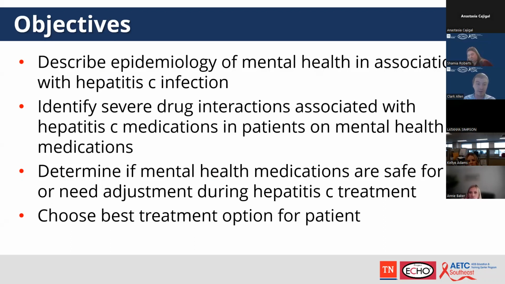There's only one adult strength of medication, so the hepatitis C medication will always be the constant, and there may be potential dose changes or frequency changes with the mental health medication. And of course, after we've looked at all these drug interactions, we want to make sure we pick the right option for the patient. If a patient is on an interacting medication, we want to pick a medication that does not interact, if at all possible.